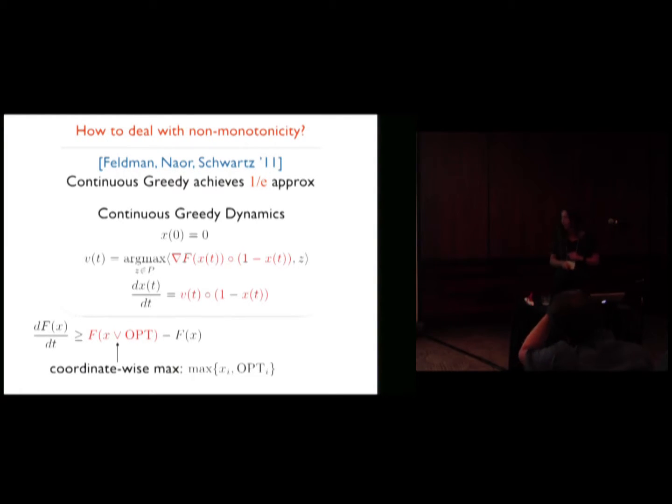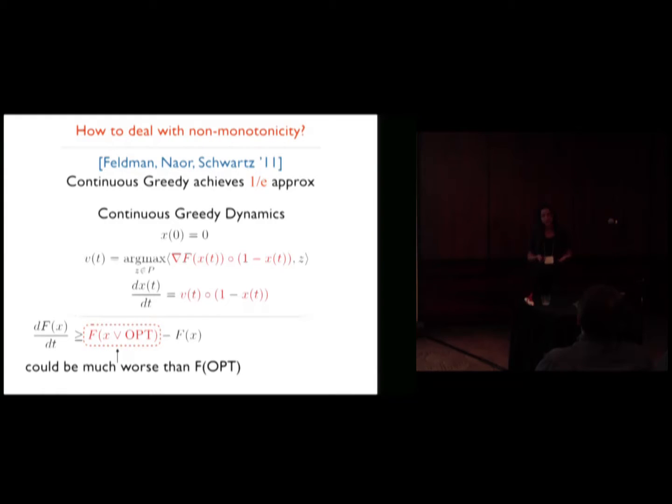Okay, so this looks promising, but a priori, this could be much worse than opt because of non-monotonicity. Because this is not the optimal solution. It's the optimal solution with some additional spurious mass put in by x.